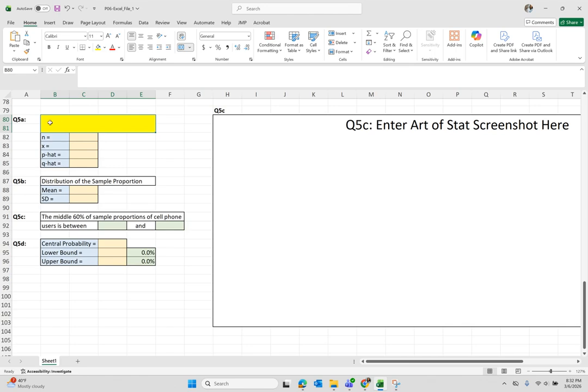So in this space at cell B80, you want to write something along those lines. Again, the distribution of the sample proportion is expected to be normal, or approximately normal, because n is greater than or equal to 30 and np and nq are greater than 5.